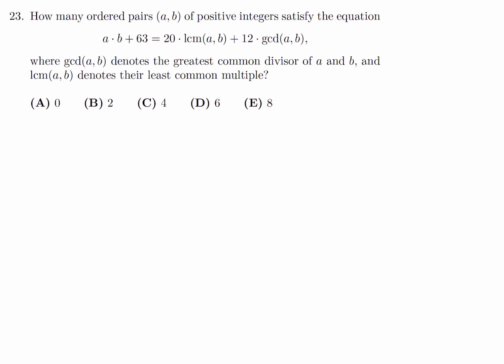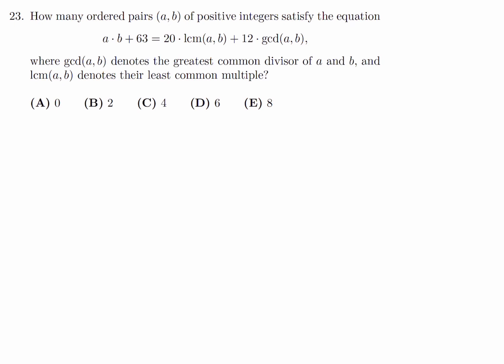For number 22: How many ordered pairs (a, b) of positive integers satisfy the equation a times b plus 63 is equal to 20 times the LCM of a and b plus 12 times the GCD of a and b, where GCD denotes the greatest common divisor of a and b, and LCM denotes their least common multiple?